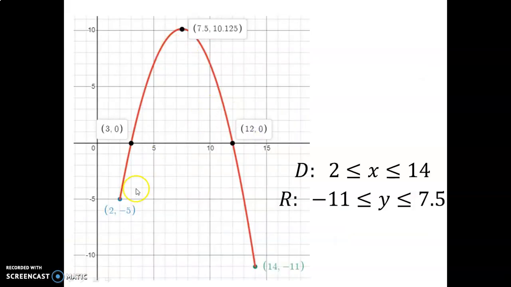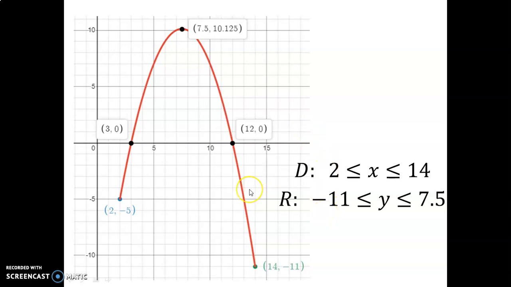Here's my graph. So here's that point 2, negative 5 that I found. And the domain starts there, so the parabola is cut off there, and then it goes to 14, negative 11. So there's the other point we found. So there's that graph, and these x-intercepts and vertex could be found on your calculator as well. So there's the domain, and there's the range of that parabola.